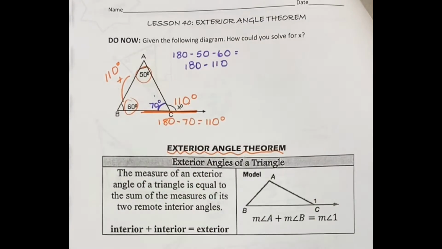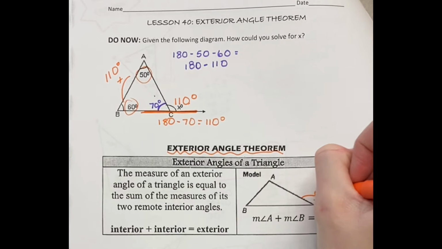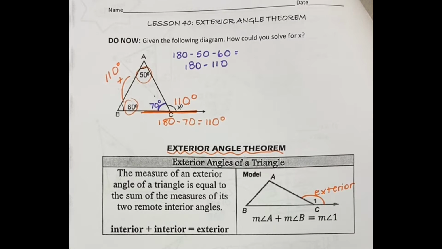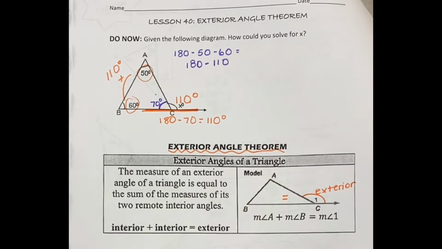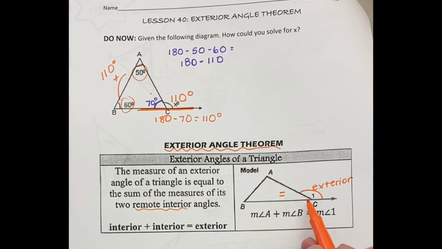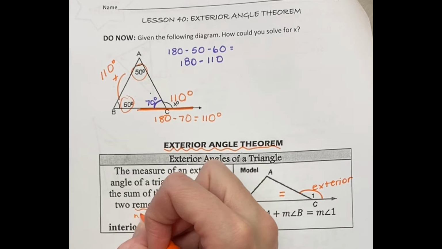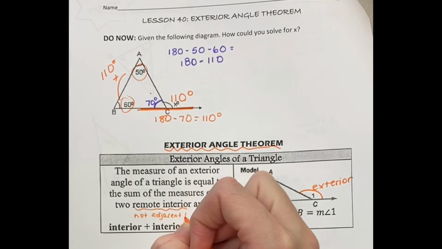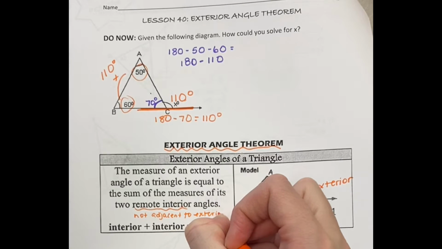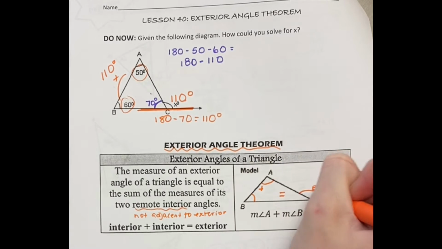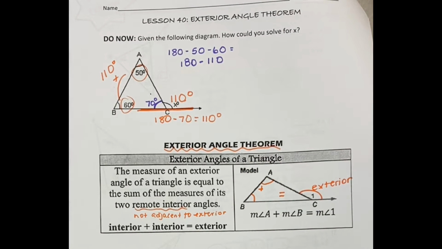So it's the sum of those two interior. So for example, here is my exterior angle. It's on the outside of the triangle, is equal to the sum of the two remote interior angles. By remote interior, I mean the two angles that are not adjacent or not touching to the exterior. So in this case, it would be this angle plus that angle would equal the exterior.